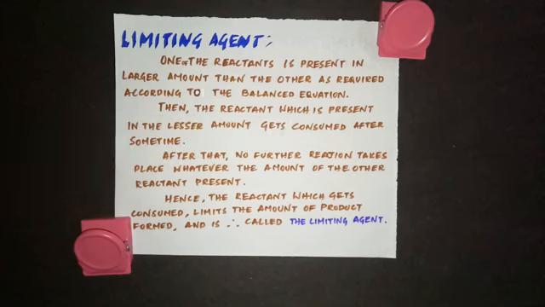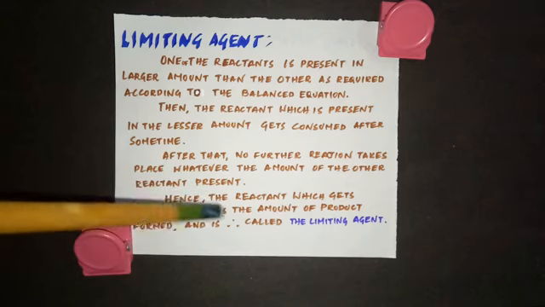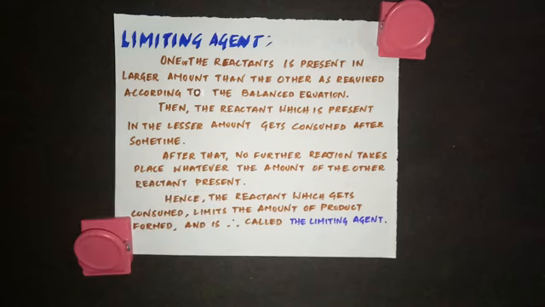So in that example, we have seen 1 mole of methane, but how many moles of oxygen was available? Just 1 mole. So all the oxygen got consumed, but what was remaining? 0.5 mole methane was remaining. So the reactant which gets consumed limits the amount of product formed, and that reactant is called the limiting agent. So now we will solve a few problems based on this concept.